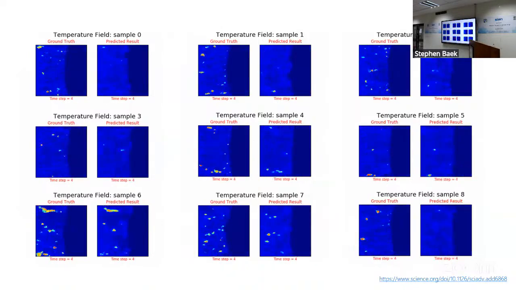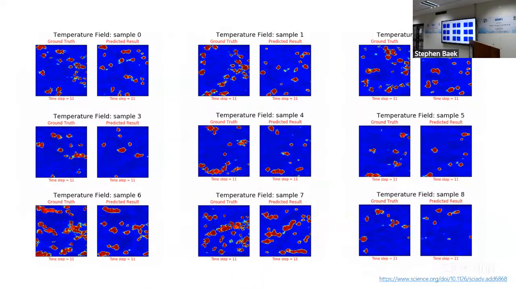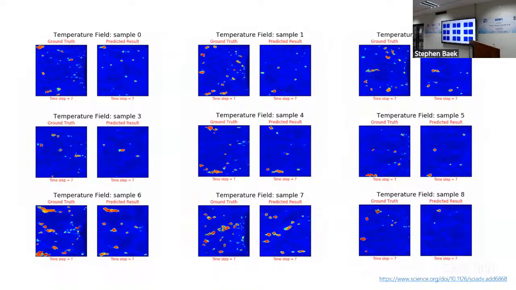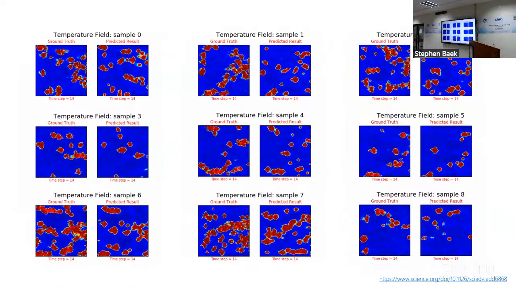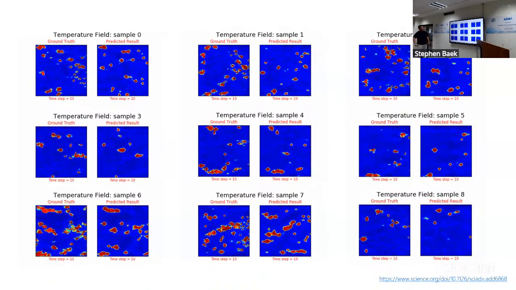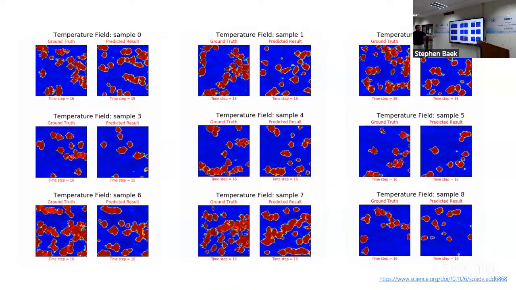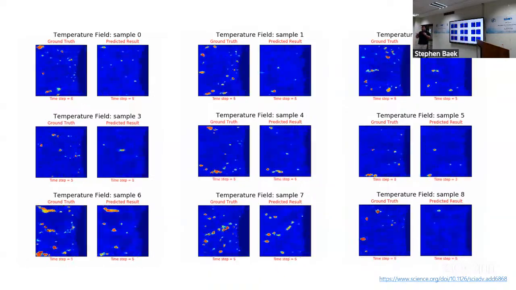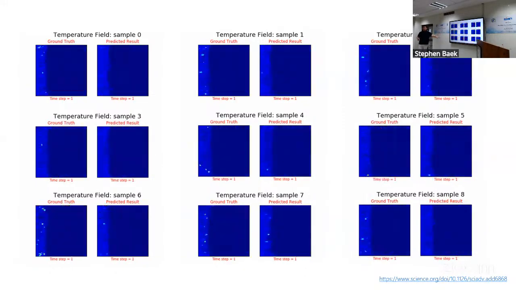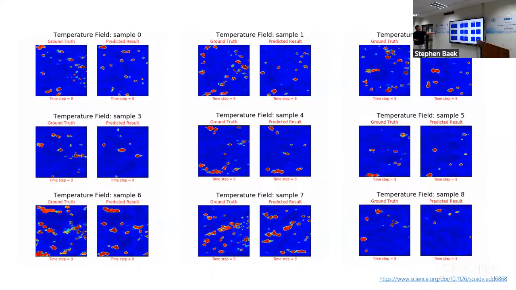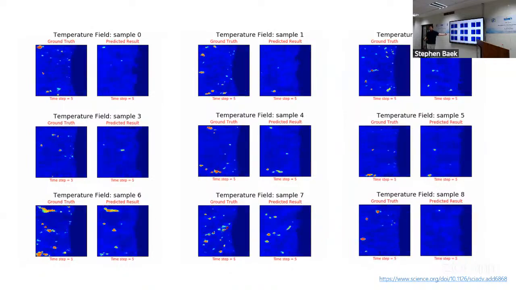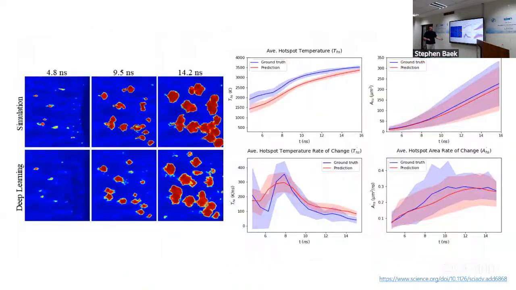So here are some more results. These all correspond to different microstructures, so different microstructure geometry. In each panel, the animation on the left is the ground truth obtained from the numerical simulation, and the panel on the right is the predicted result. In terms of the location of hotspots and their growth rate, they look pretty similar to each other. I'm not going to argue that they're exactly the same. But considering the complexity of the problem, and considering the fact that the neural network prediction takes less than a second, this is a pretty decent result.